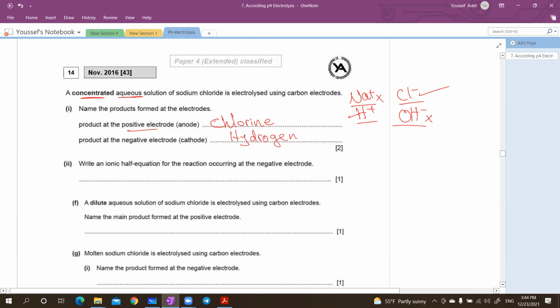What is the ionic half equation at the negative? We said that hydrogen is formed at the negative, so the ionic half equation is: 2H+ will gain 2 electrons to change to hydrogen gas.